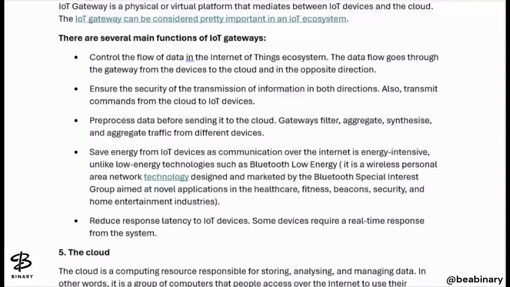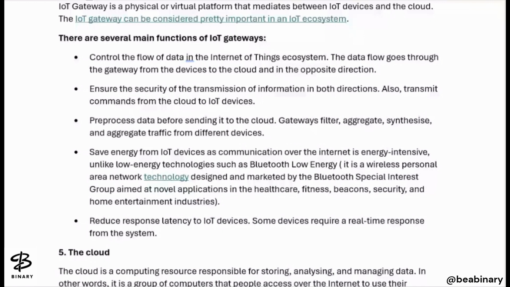When data is transferred, it controls the flow of data in the IoT system ecosystem. The data flow goes through the gateway from one device to the cloud and in the opposite direction only. So it helps to go from one place to another. Then it ensures the security of the transmission of information in both directions. After that, it also provides security. Also it transmits the commands from the cloud to the IoT devices.